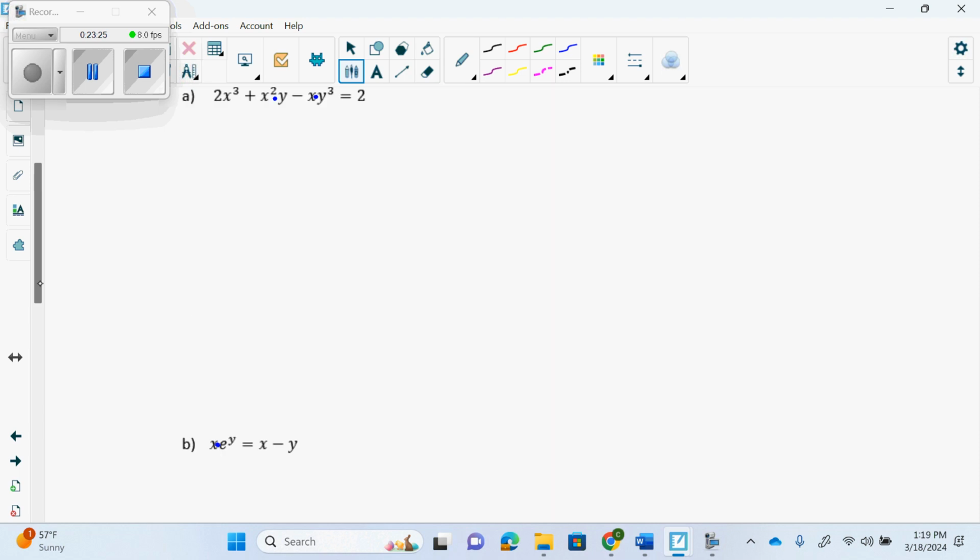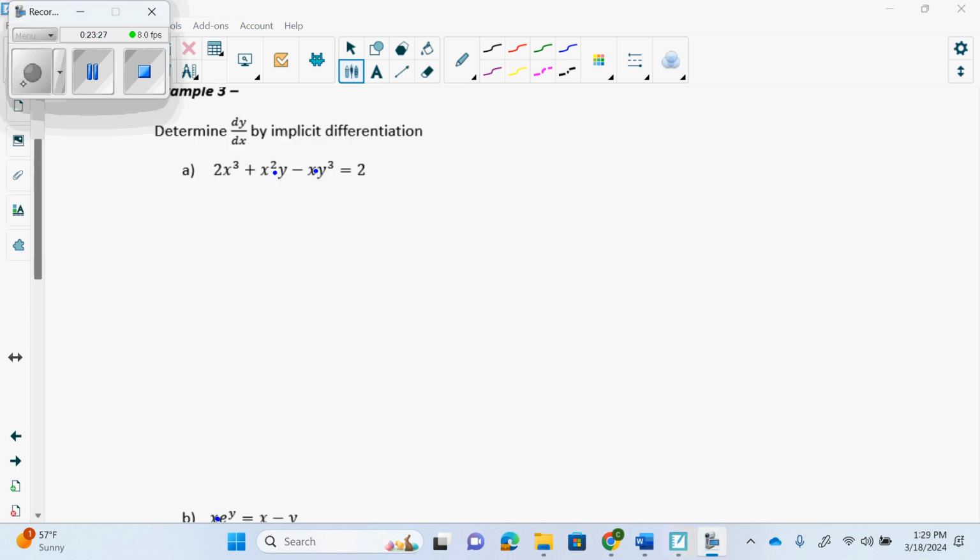So try A and B. The key thing is that if you just take a y, it's just a y. If you take the derivative of a y, you have to follow behind with dy over dx. Okay? So if you're just taking a y and doing nothing with it, you can write it. You take the derivative of y, you take whatever the derivative is, and follow behind with dy over dx.